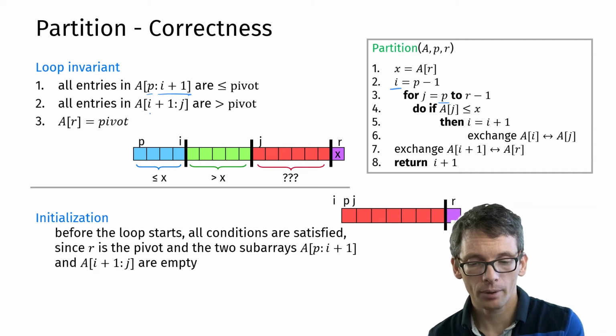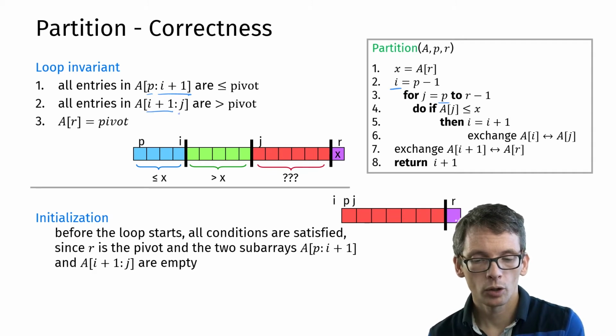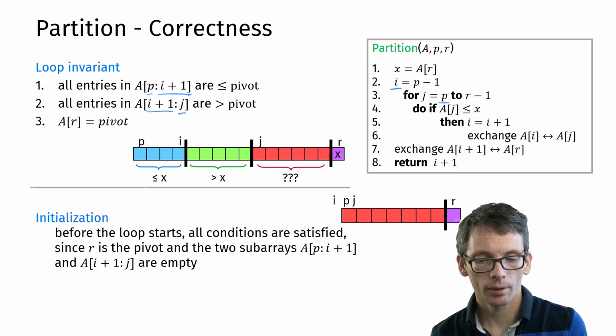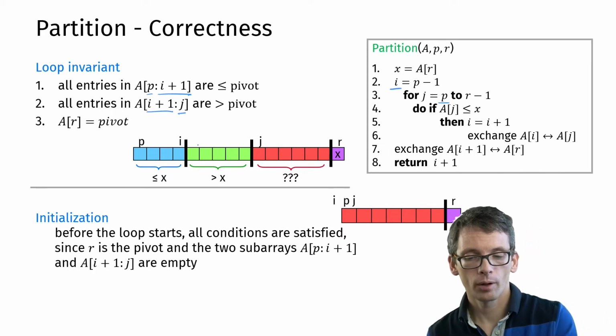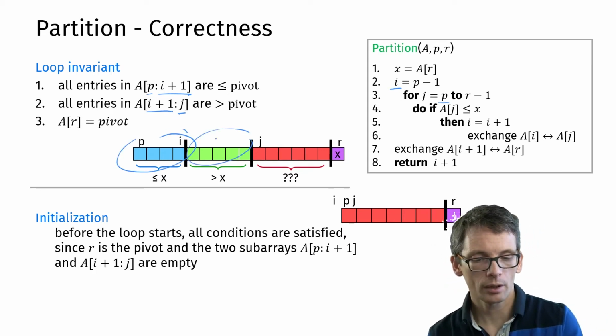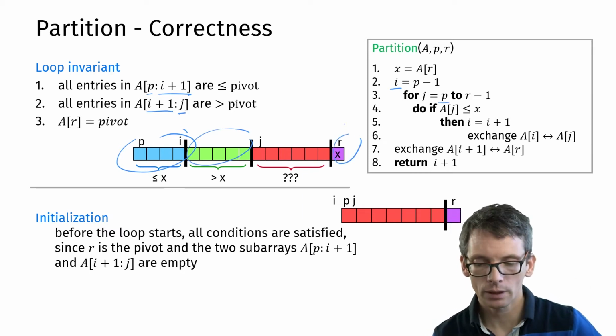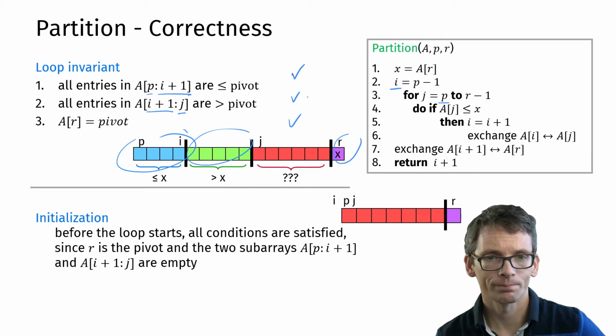And I have the array from p plus 1 to p, so that's from p minus 1 plus 1 up to p, also empty. So initially, both blue and green are empty. X, so the pivot is at the end, so that's also fine. All three of these hold.